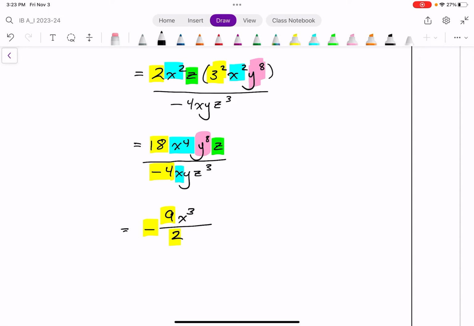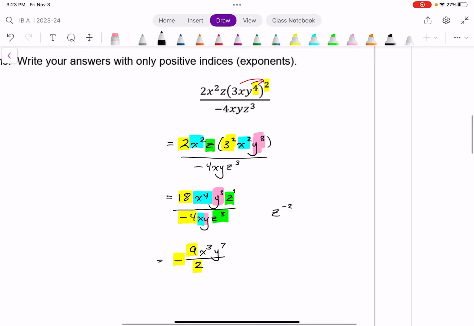I have y to the power of 8 divided by a single y down here. That means I have only 7 y's left in my numerator. And then I have a single z in my numerator divided by 3 z's in my denominator. I could use my exponent laws, and I could think of it as 1 take away 3 and think of this as z to the negative 2. But I do ask up here that I should only have positive exponents.